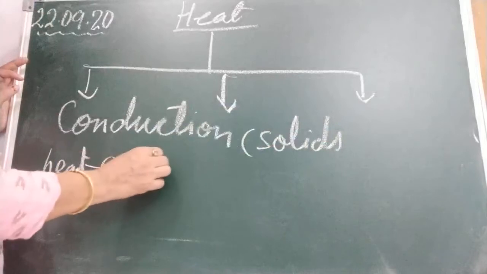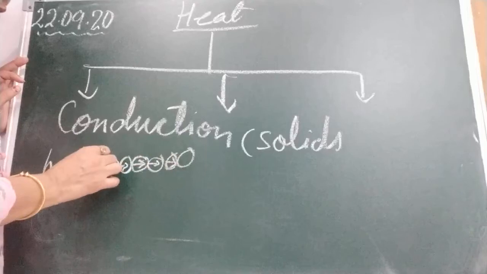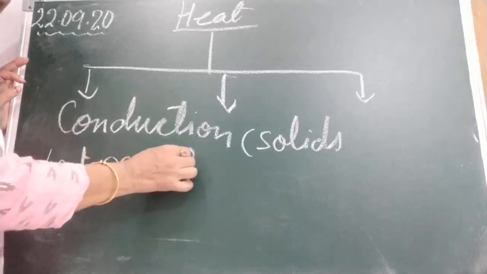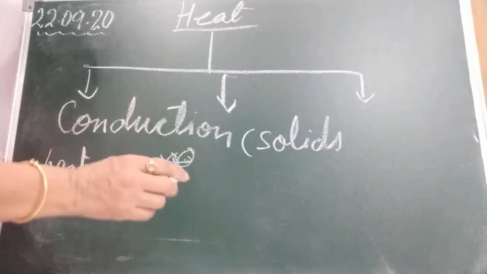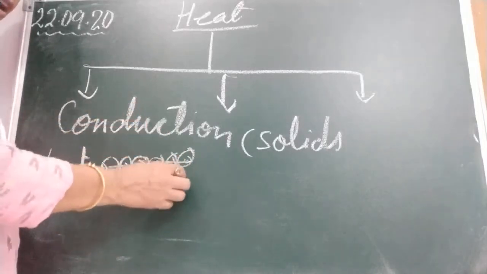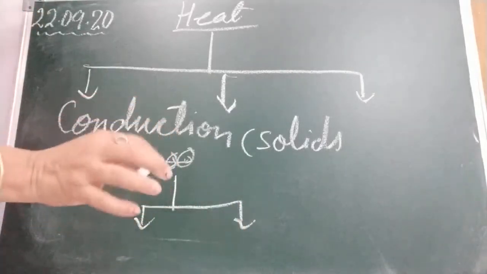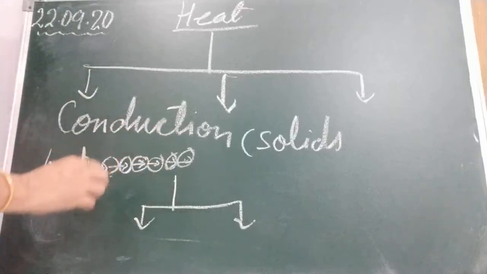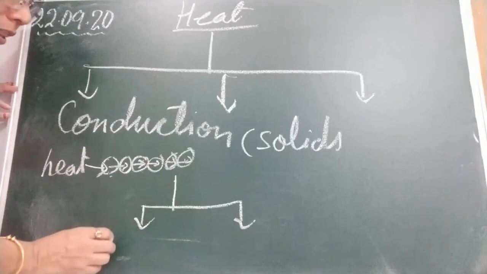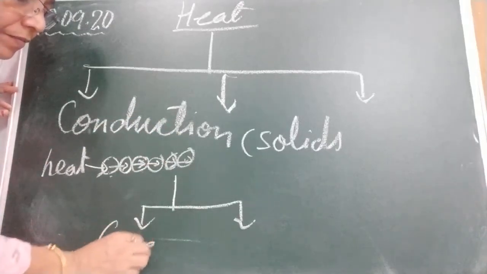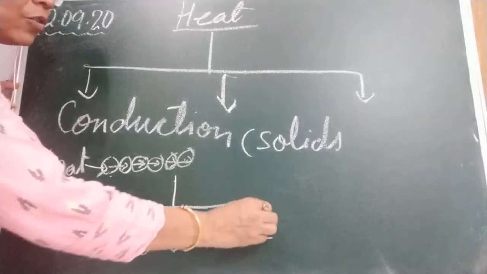Why? Because the molecules are very closely packed. So the heat transfers from one atom to another. This way it travels. We have divided this conduction into two parts: the materials which allow it, and many solids which do not allow it. So this conduction process takes place in solids. We call those materials conductors, and those in which it does not take place, we call insulators.